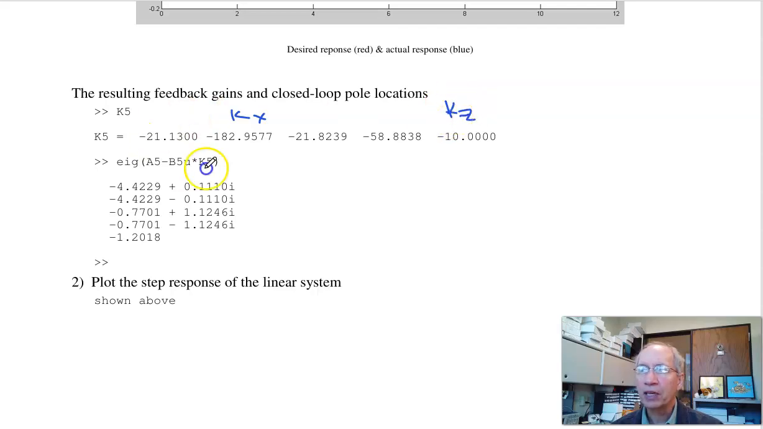When I do that, I've got closed loop poles somewhere. Turns out this is the optimal place to put the closed loop poles given my cost function. I don't like the word optimal because my cost function is completely arbitrary. It's whatever seemed to make the system behave well.